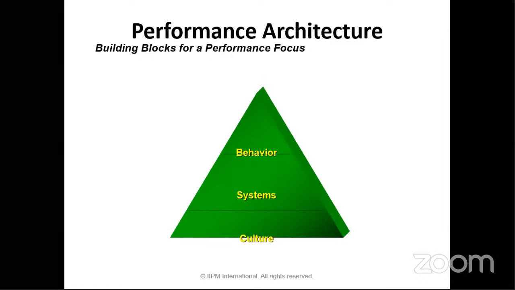Performance architecture. What are the building blocks for performance? From the performance architecture, we have culture, we have systems, we have behaviors. So if you look at these, behavior, culture, and systems, all of them are specific to man somehow. If we say systems, we can start thinking of technological tools that are being used by man, but even the system is being designed by man. So if we must have performance, it must be a generation from the mind, a transformation from the mind of man.